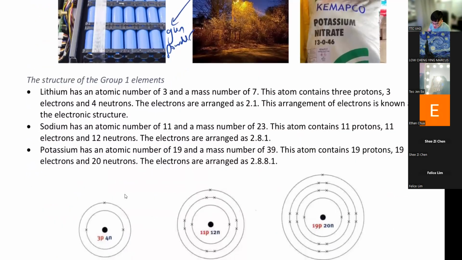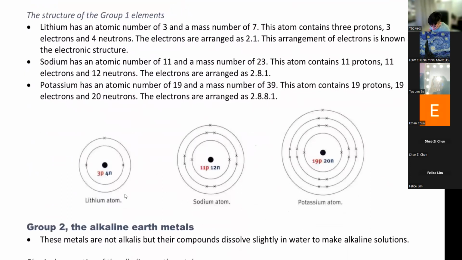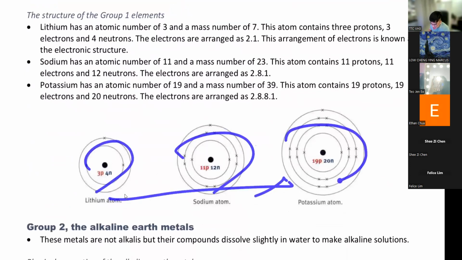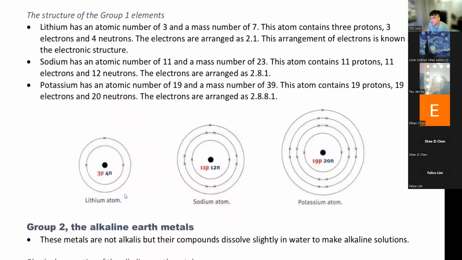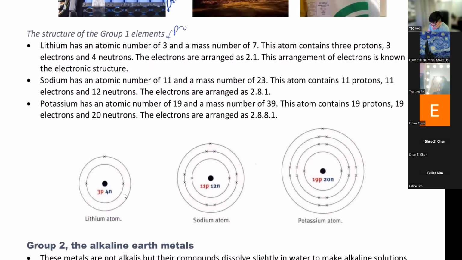All right, anyway, the structure of group 1 elements. Let's look at this. You'll be drawing this in Year 10 next year. I don't know about this year. Most likely they won't ask this unless your teacher is crazy. So lithium has atomic number 3. This is how many protons they have. Remember, I said atomic number is their proton number. They have a mass number of 7.